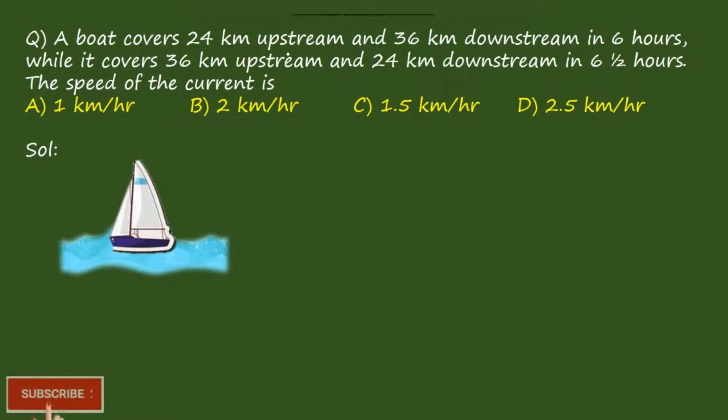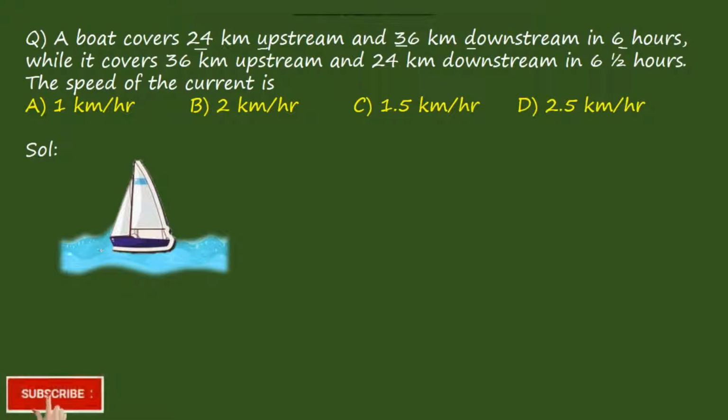A boat covers 24 kilometers upstream and 36 kilometers downstream in 6 hours, while it covers 36 kilometers upstream and 24 kilometers downstream in 6 1/2 hours. The speed of the current is. First, we understand the question. They are saying that the boat covers 24 kilometers upstream and 36 kilometers downstream in 6 hours, right?